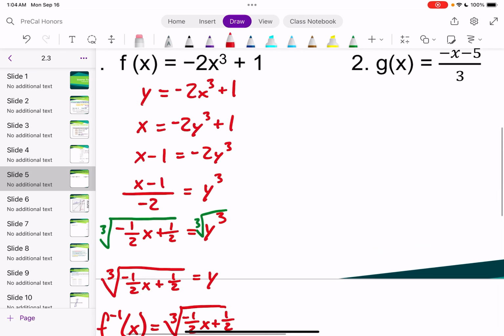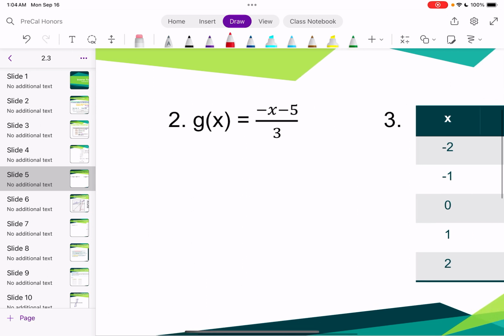Let's go ahead and take a look at example 2. Now in this case, even though we are working with g of x, it may seem tempting to think, well, it's not f of x, so we can't replace it with y. It will always be equal to y, which means y is equal to negative x minus 5 over 3. We will replace our x and y. X is equal to negative y minus 5 over 3.